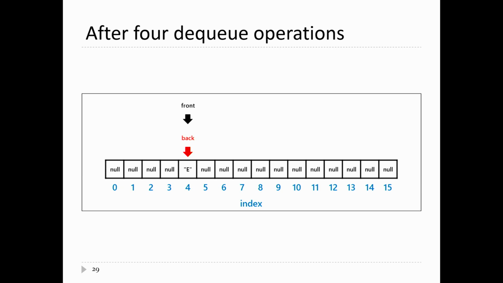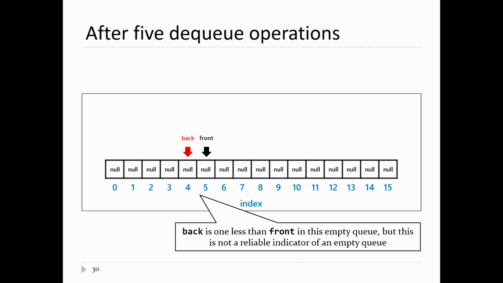So if you dequeue 4 more times, you end up with a queue of size 1. There's only the E in the queue. Now, if you dequeue 1 more time, you end up with the following picture. Remember, whenever you dequeue, you shift front to the right 1 position. And we're now back in this situation here. So back is 1 position to the left of front, which looks like maybe you can use this to test if the queue is empty. But it turns out that's not true.